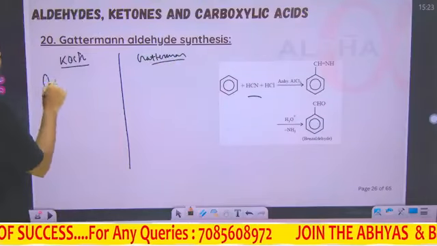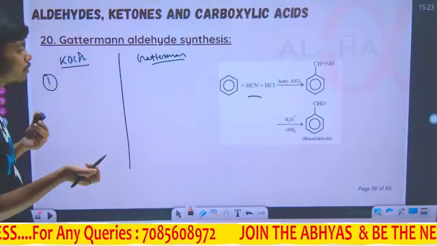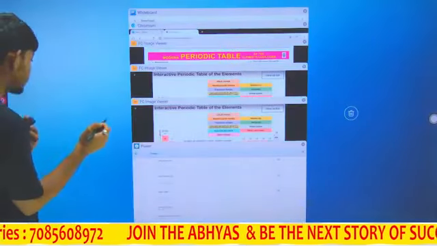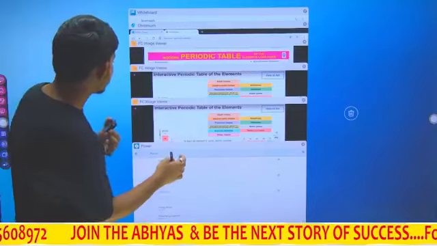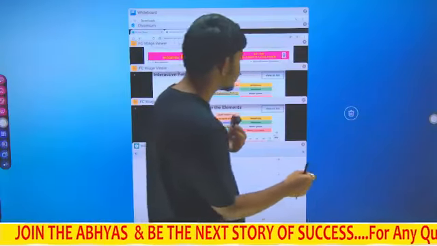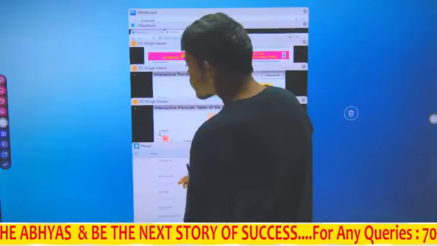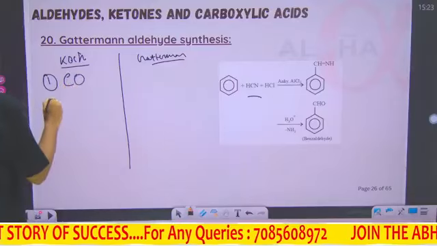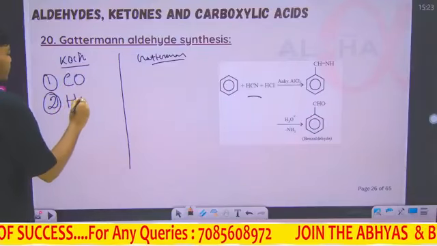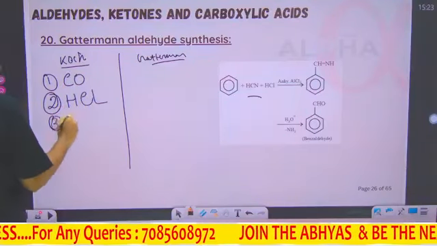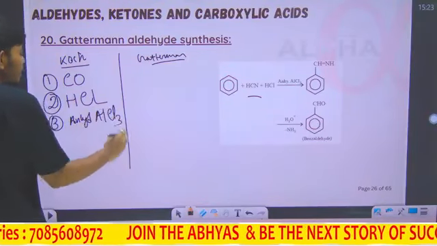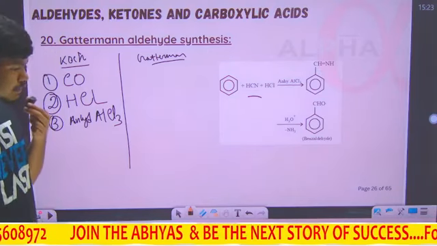What do I learn here? Tell me, what reagents were you using last time? First one is, sorry, I guess it was a mistake. Sorry, CO. Second one was your HCl. Third one was your anhydrous AlCl3. I am focusing on the reagent because that's what you need for the reaction.